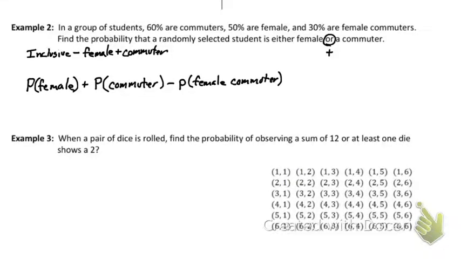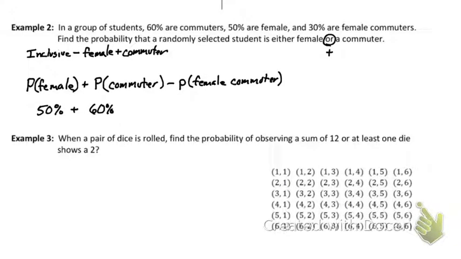And they listed the probabilities up there. We don't have to turn them into fractions. If you want to, you can. But we can just stick with, probability of someone being a female, well, that's 50%. So we can put 50% right here. Probability that that person's a commuter, that's 60%.